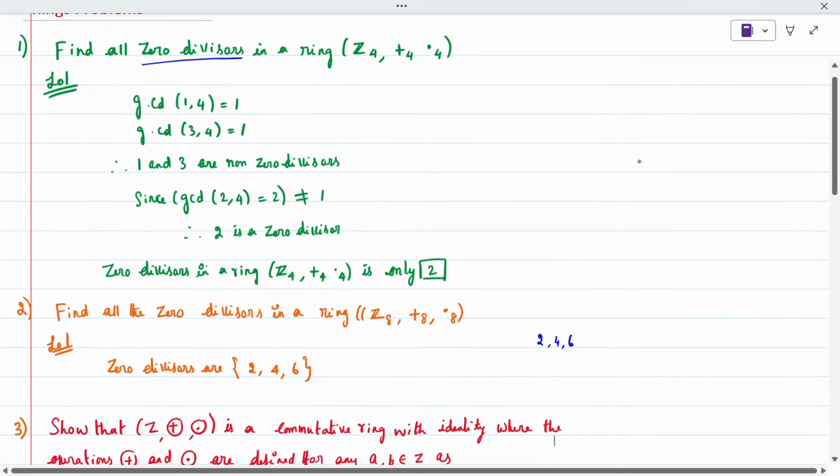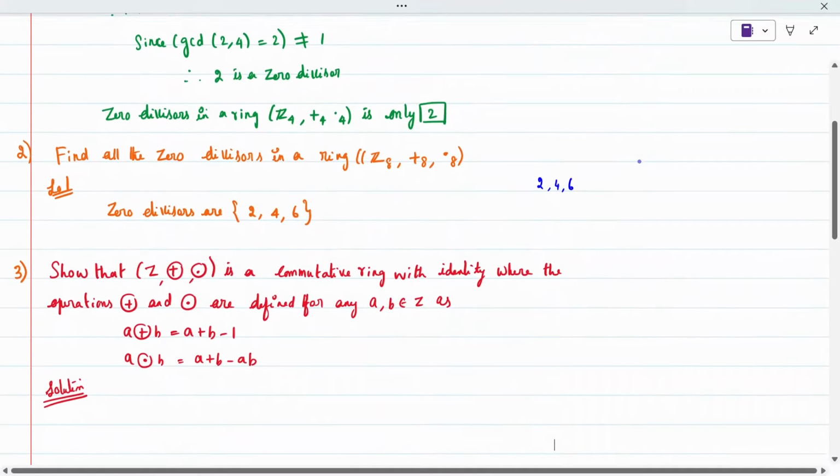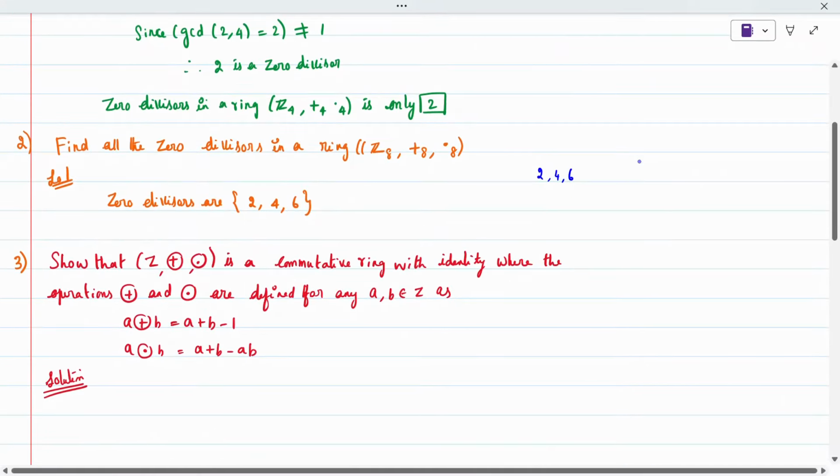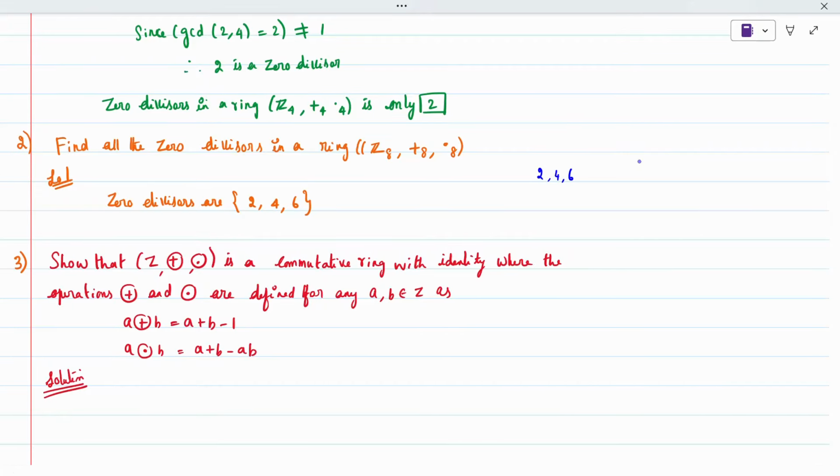The third question: show that the set with plus operation and dot operation is a commutative ring with identity, where the operations plus and dot are defined by some rule. So first we need to prove it is a commutative ring. Commutative ring means it should be abelian.